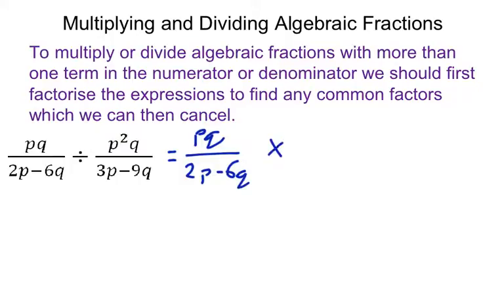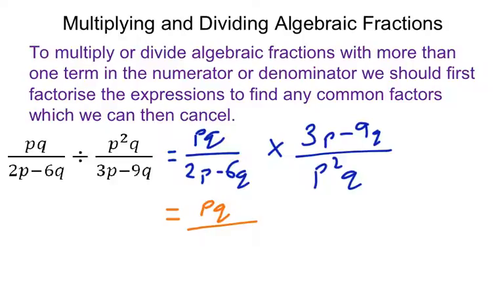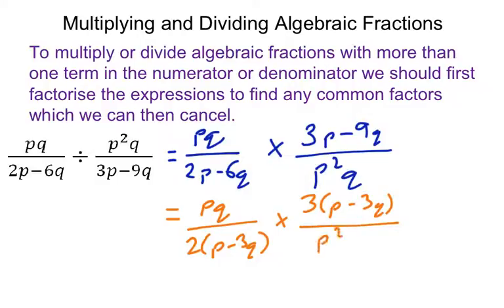We change the sign to a times, and we flip the second fraction to get (3p minus 9q) over p squared q. Now we're going to factorize, and we get pq on the top over, we can take out a 2 there, to get 2p minus 3q, times by, and on the top we get 3 brackets p minus 3q, over p squared q. Now we can start cancelling.